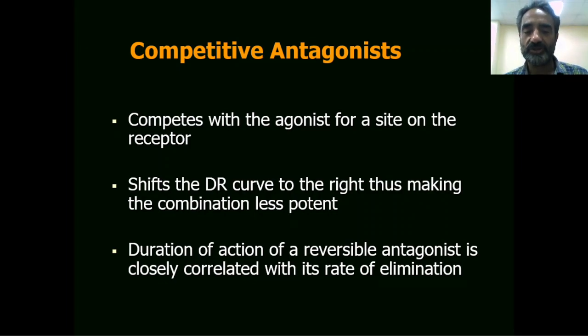So therefore, in the presence of the antagonist, more concentration or more dose of agonist will be required, and it will be like it has become less potent. So its dose response curve will shift towards the right side in the presence of antagonist. So the combination of the agonist and antagonist is less potent as compared to agonist alone for a particular receptor.